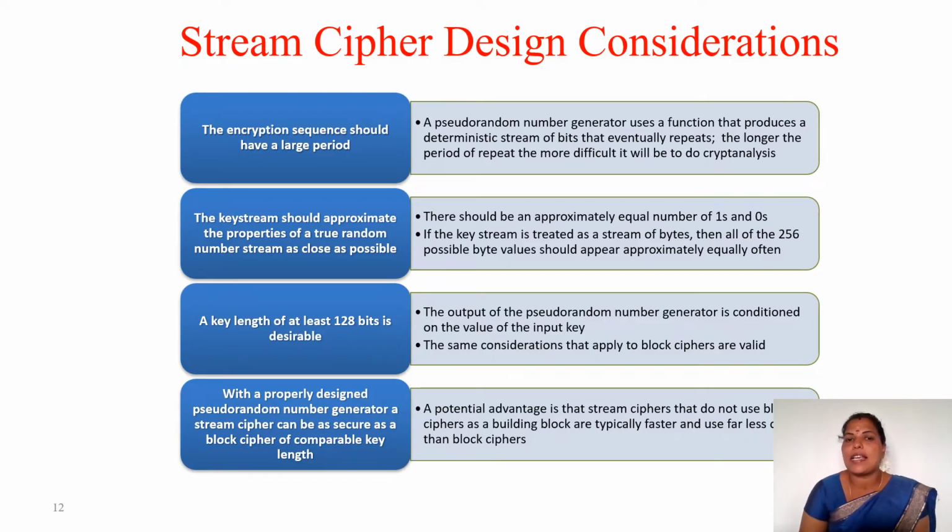The next consideration is that the key stream should approximate the properties of a true random number stream as closely as possible. That is, there should be an approximately equal number of ones and zeros. If the key stream is treated as a stream of bytes, then all of the 256 possible byte values should appear approximately equally often. And whatever random number we generate, we always have to check that the randomness property holds: uniform distribution as well as independence. Uniform distribution means approximately equal numbers of zeros and ones must be available. Independent means each and every sequence must be independent of the others.